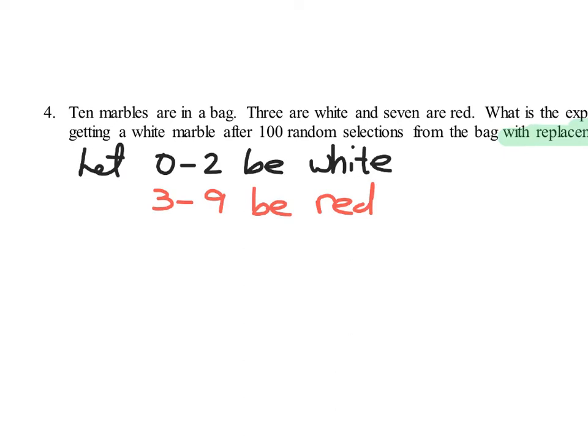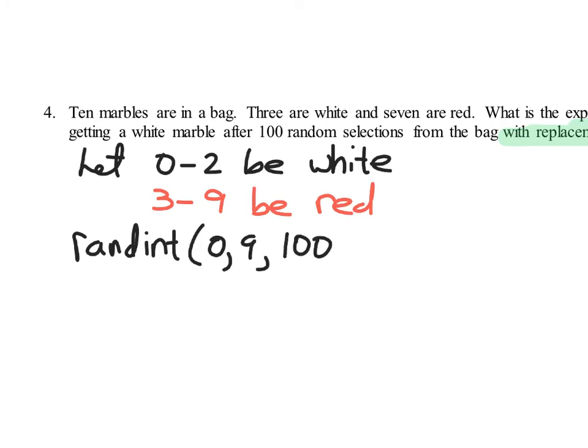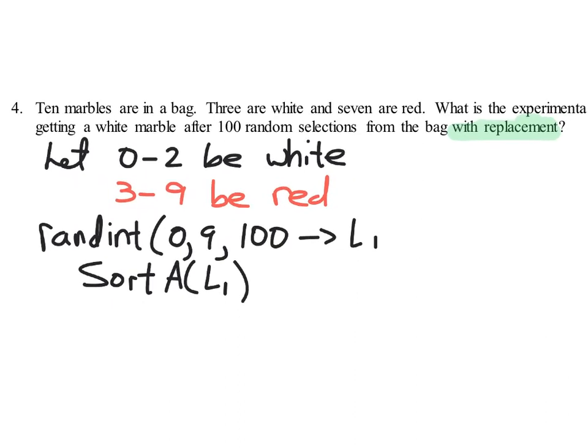All right? So random integer, 0 to 9, 100 trials, store it into L1, then we sort ascending L1. All right. But this time I'm on the lookout for 3 values. So again, math, probability, option 5. Depending on your display, it might look different again, but it's still the same essential elements.